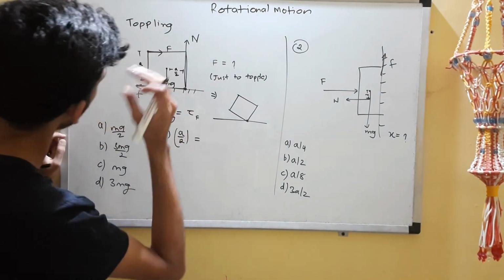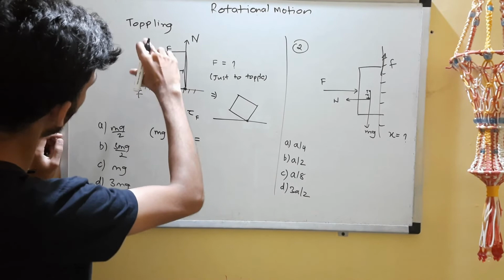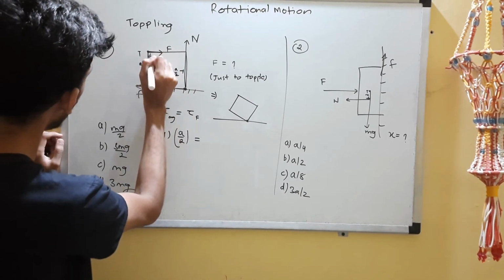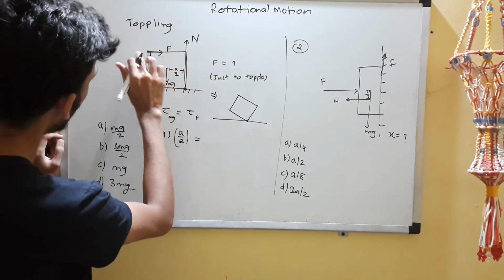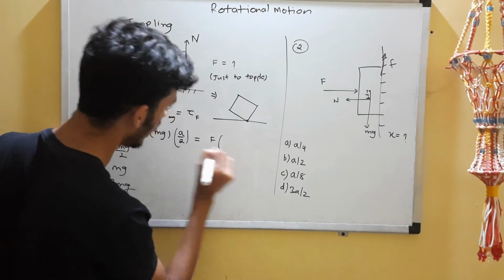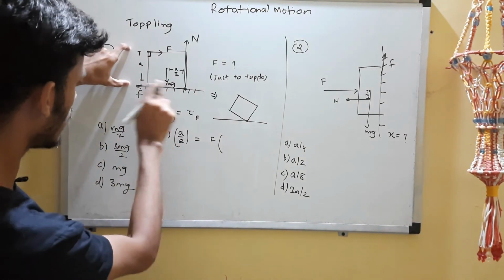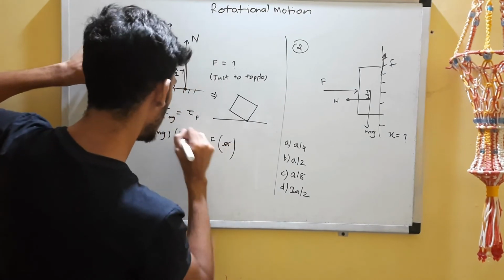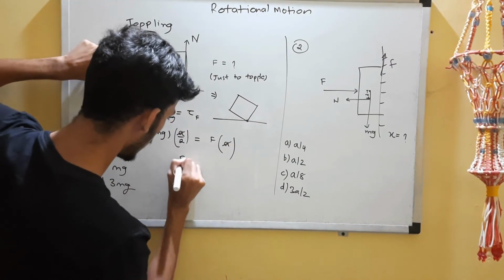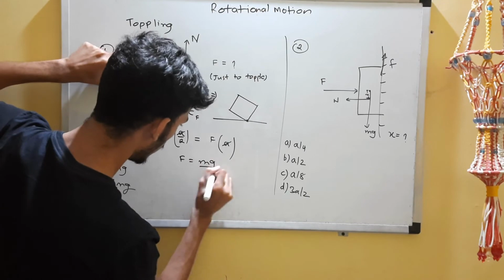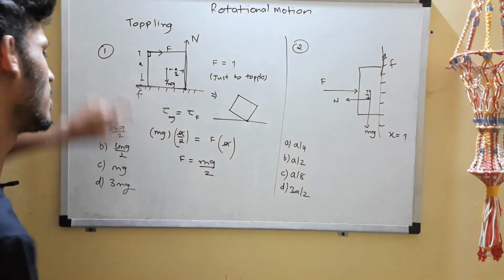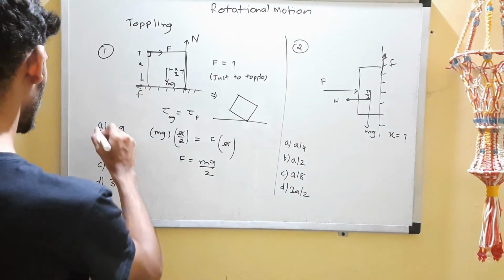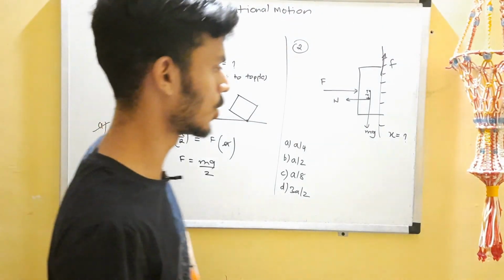And for this one, if you see the torque, again the angle between them is 90 and sin 90 is 1. The force is F, and what is the distance? The distance is A from the point, right? So you can easily see that the force we require for this block to topple is mg by 2. Okay, so mg by 2 is the correct choice over here.